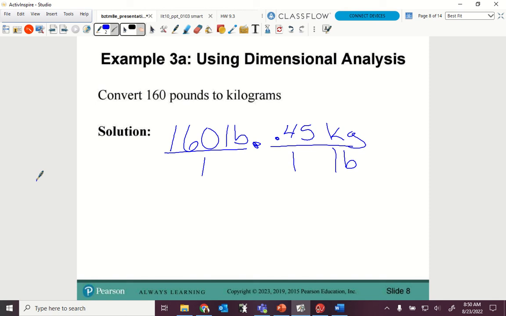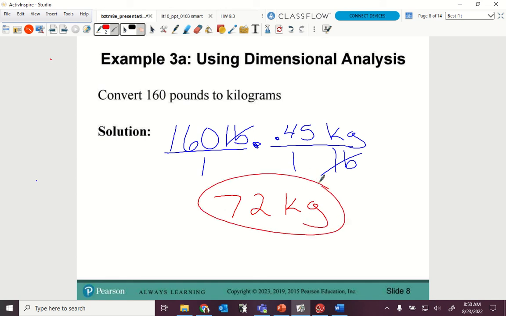All right, do the conversion. And we come up with a grand total of, say it again, 72 kilograms. Look at that. That's a lot. It's a lot of kilos. Anyway, all right, so I'm going to stop right there.